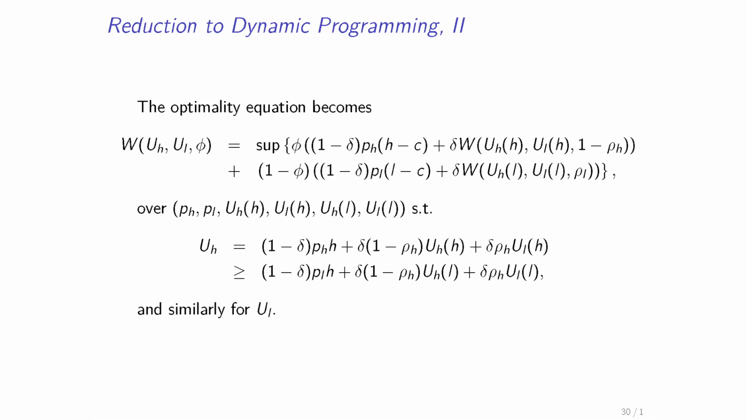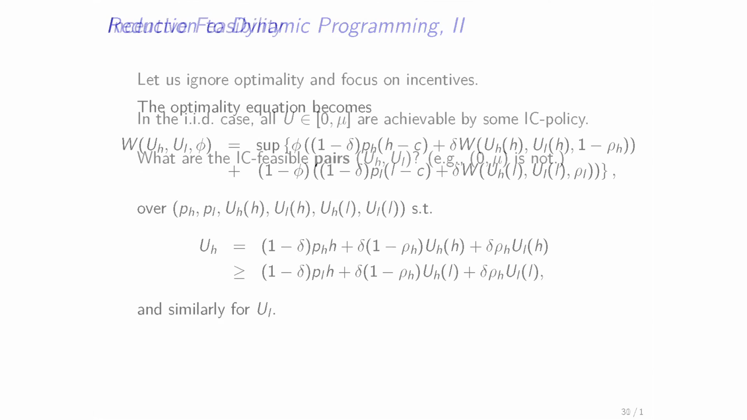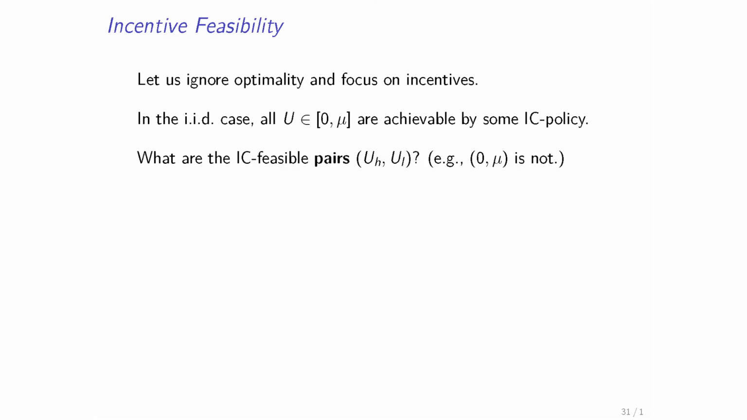The same two constraints apply for the low-type agent. So we have solved for our first problem. We can go back to this Markov stationary problem for the principal. The second problem is that we don't know the feasible set of UH and UL. We don't know what is the feasible set of the possible promised utility pairs the principal can deliver.